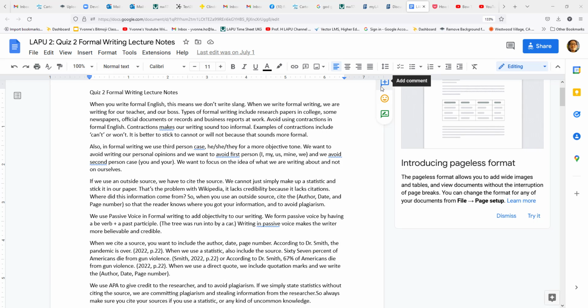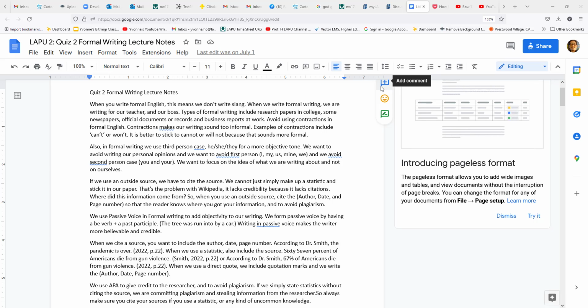When we cite a source, you want to include the author, date, page number. According to Dr. Smith, the pandemic is over. So you would write according to, then the name of the person who said it or the name of your website. Then you write the date and the page number.